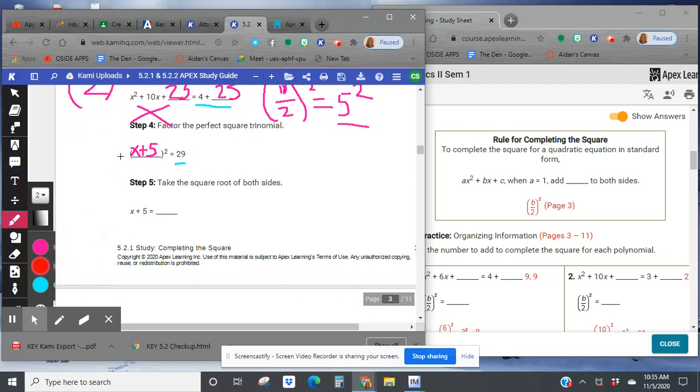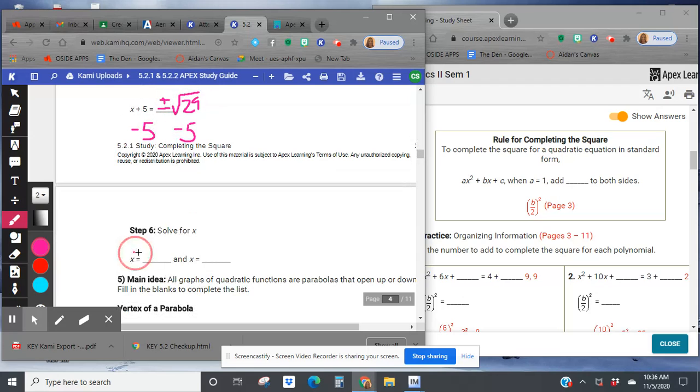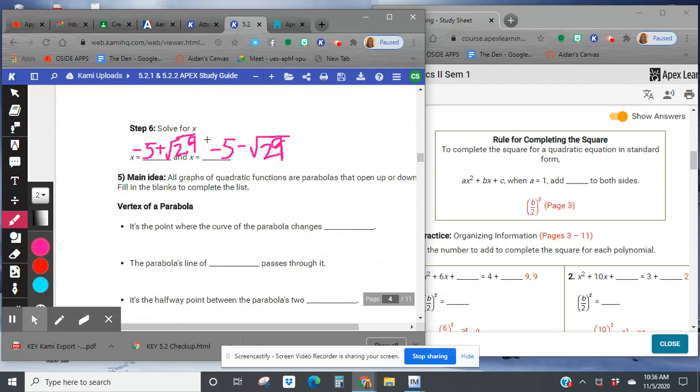Finally, we take the square root of both sides. Square root of x plus 5 squared just gives me x plus 5. Square root of 29 cannot be reduced, so we just write plus or minus square root of 29. We subtract 5 from both sides to solve, and x is equal to negative 5 plus root 29 and negative 5 minus root 29. Notice they're breaking up those two roots. And those are my two solutions, my two roots, my two answers.